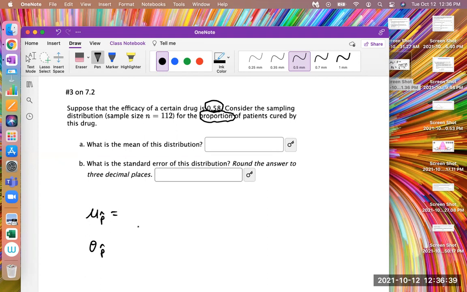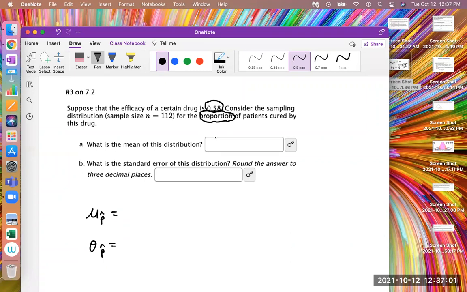We have to be careful with 7.3 when you get there, because sometimes you're going to use the formulas that you used from 7.1, and sometimes you're going to use the formulas you're seeing now. So you really have to pay attention when you get to 7.3: is it a proportion problem or is it a mean problem? Okay, so this one says, what is the mean of the distribution?